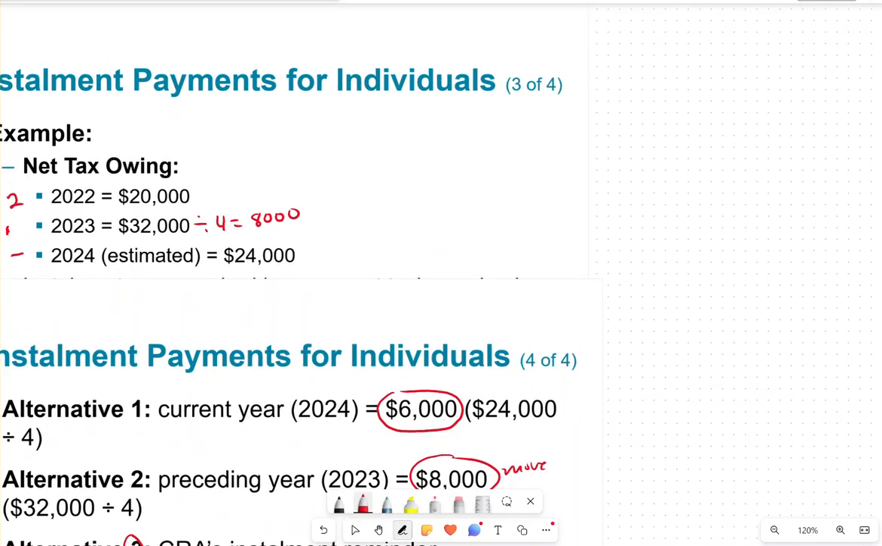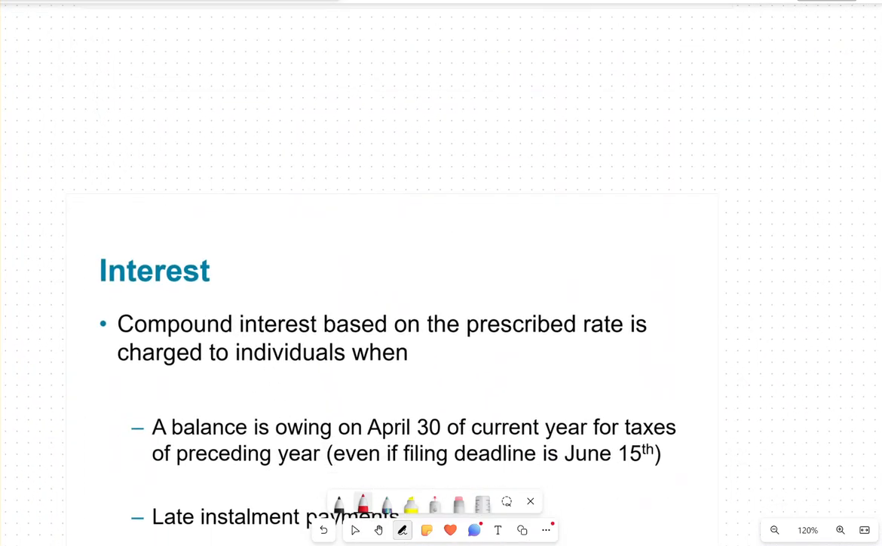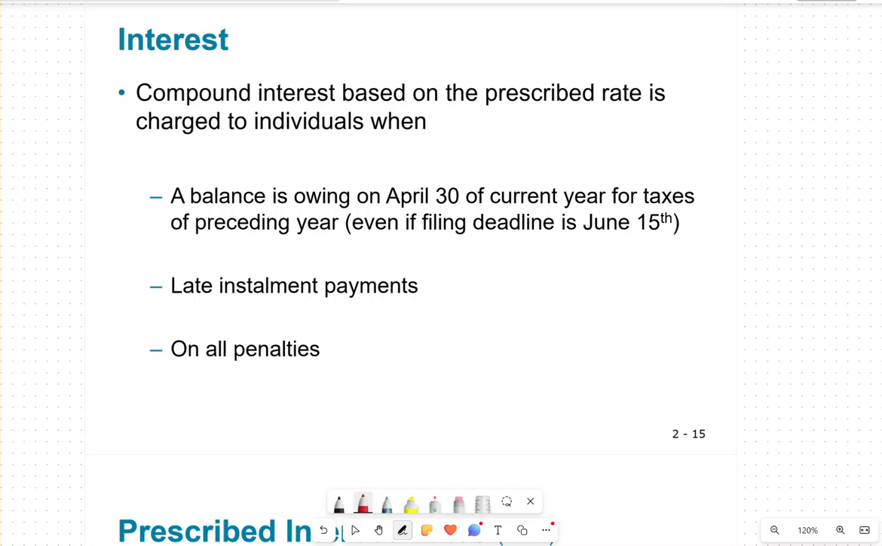But then when you think of it, if you don't want to make an installment, you do not need to make an installment. All you have to do is make a lump sum payment in that current year. That's all you have to do.